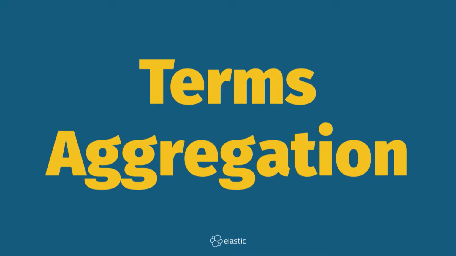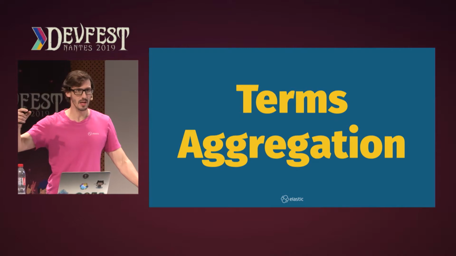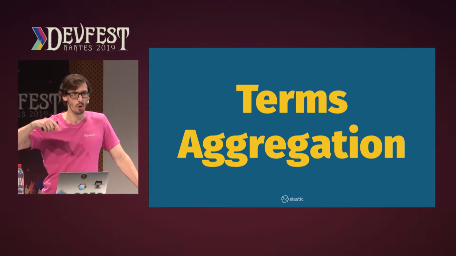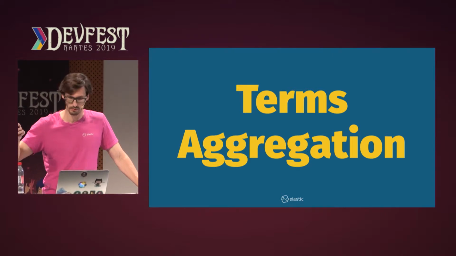So let's look at the terms aggregation. What was the terms aggregation doing? It's basically the top n results. So let's assume we have something that appears many times, and we want to know which term, for example, appears most often. So the top 1 term or the top 3 terms or whatever.